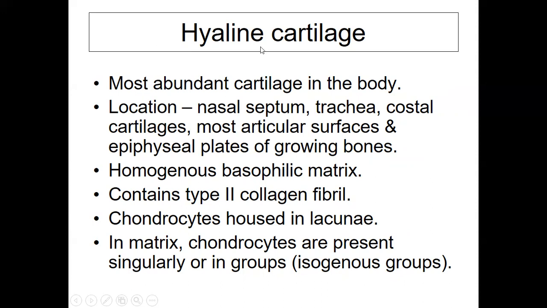The characteristic of the hyaline cartilage is that it has a homogeneous basophilic matrix. The matrix is bluish in color and homogeneous. It contains type 2 collagen fibers and the chondrocytes. The chondrocytes are located within the lacunae. In the matrix, the chondrocytes are present either singly or in groups. In groups, they can be in the form of an isogenous group.